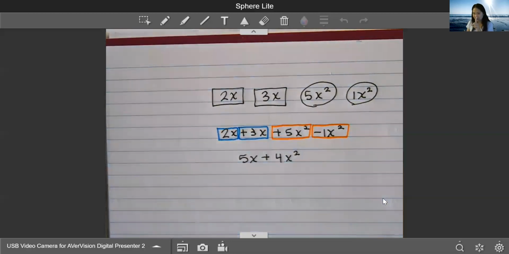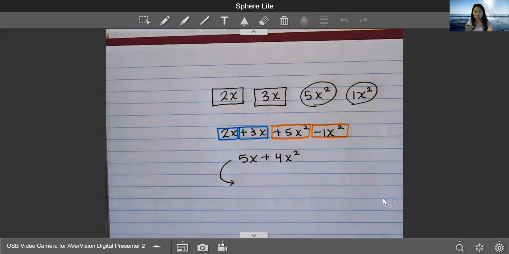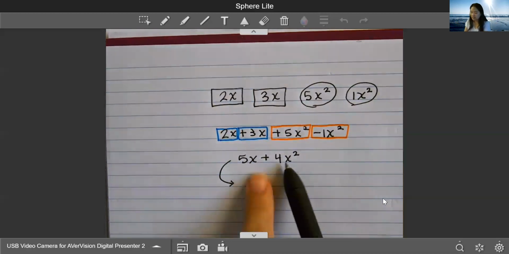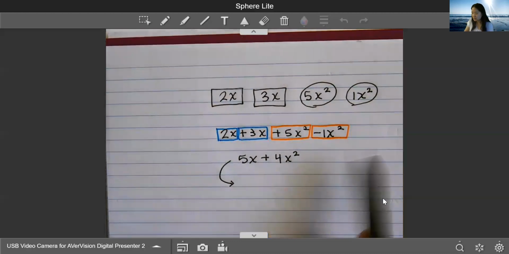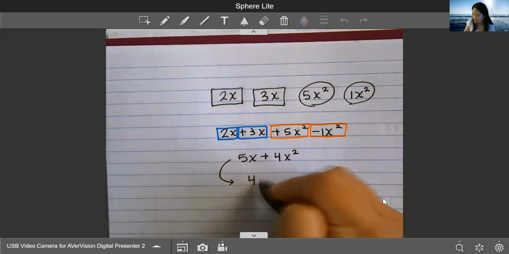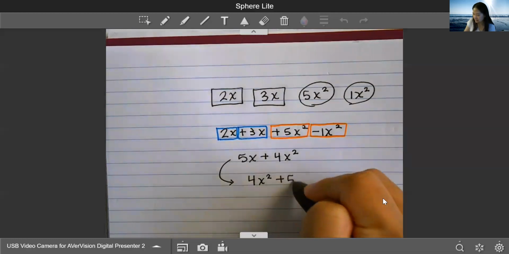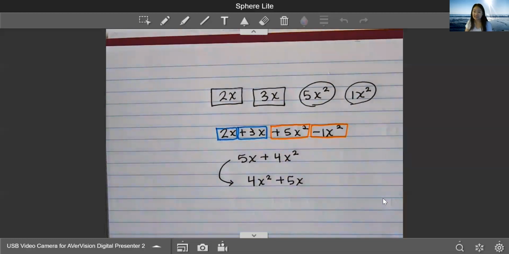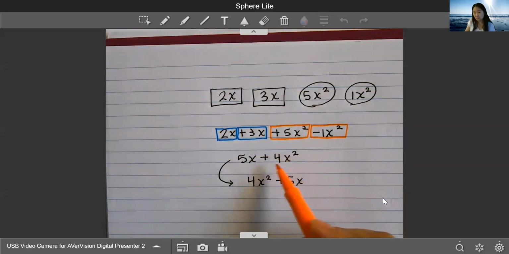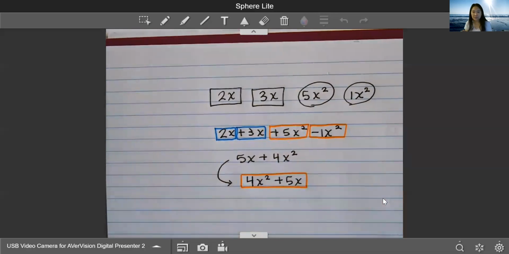Okay, now there's one more thing. Not that this is incorrect, but when you're writing the answer, you always want to write the answer in alphabetical order. And if you have the same variable, but some are raised to different powers, you want to put the one with the higher power first. So I would actually rewrite this answer as 4x to the second power plus 5x. And that will be the best answer. Not that this is wrong. This is still correct, but this is the best answer. Okay, so hopefully that example made sense, but we're going to do more coming up.